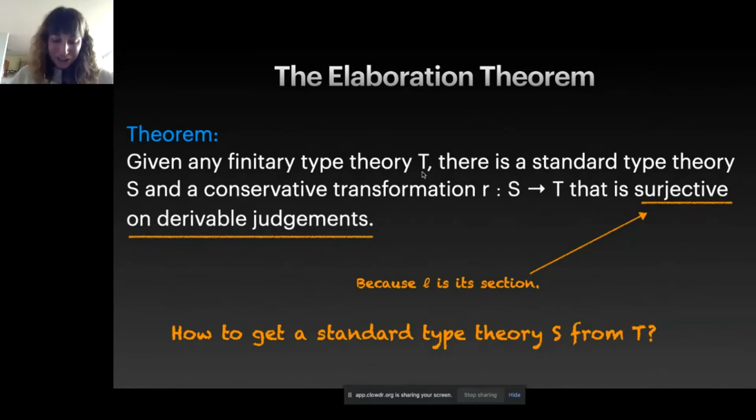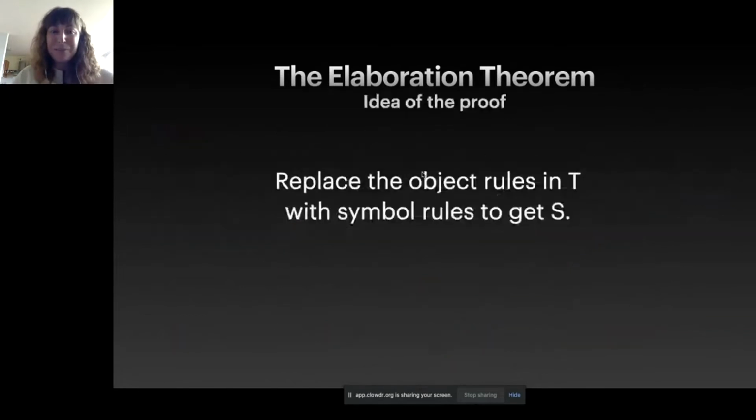So this is the idea of a proof of this theorem. The idea is we replace the object rules in the type theory T with symbol rules to get S. In T we have some object rules that might not be symbol rules, that are weird, maybe are missing annotations, maybe we have the quadruple successor that we don't know what to do with. And then what we do is, we want to make them into symbol rules, into the nice rules, to get a standard type theory. So this is the main idea.